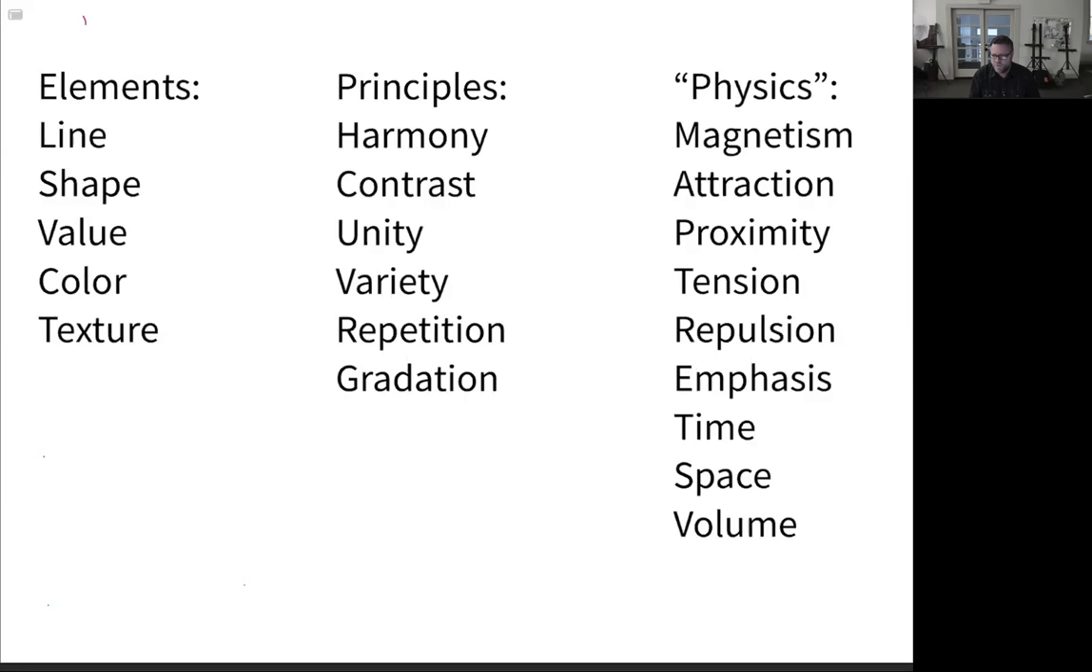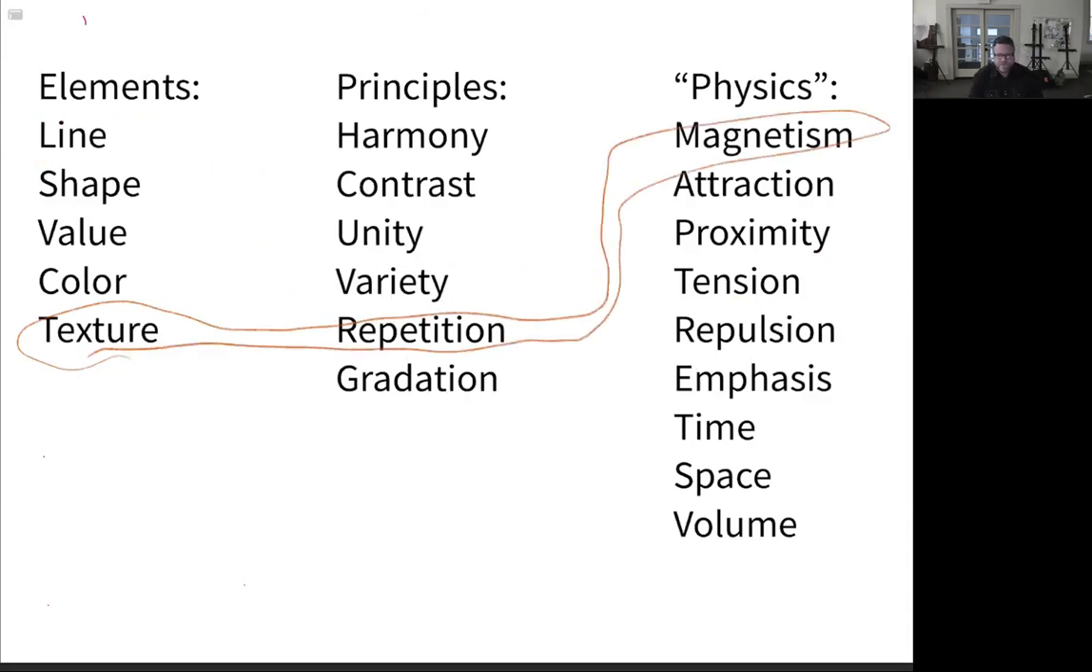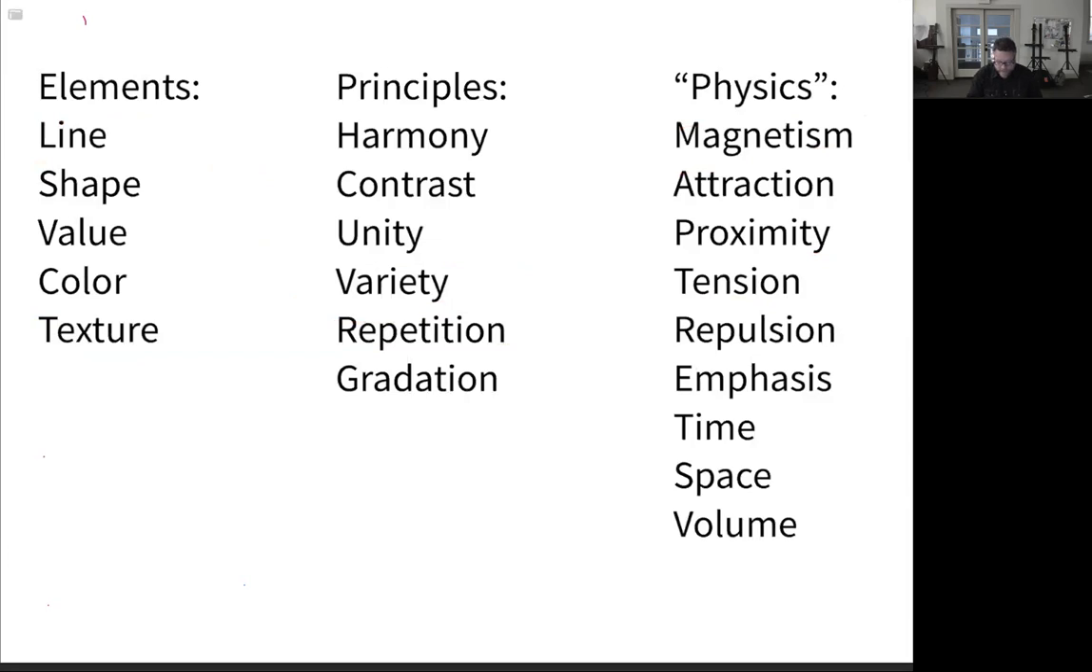If you'll look at all of these words, any of these things would be a class. So we could have line, let's say line plus variety. We could have line plus variety plus tension. That would be one thing. We could have texture plus repetition plus magnetism. Or just repetition and repulsion. I'm going to use this map rather than just laying everything on the table all at once. We're just going to do it little piece by little piece, week by week.